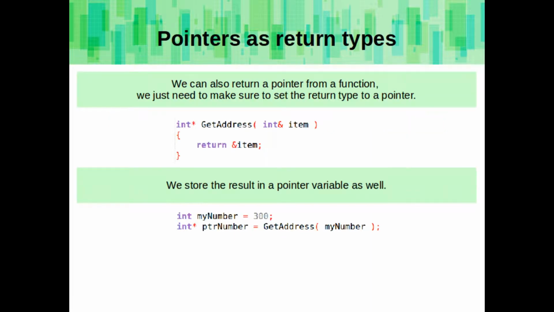We can also return a pointer from a function. We just need to make sure to set the return type to a pointer. Also, we'll store the result of the function in a pointer variable as well.